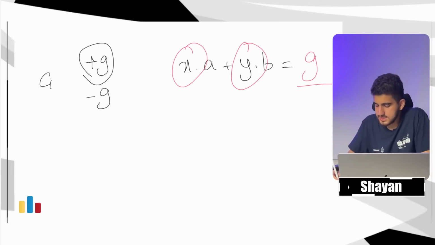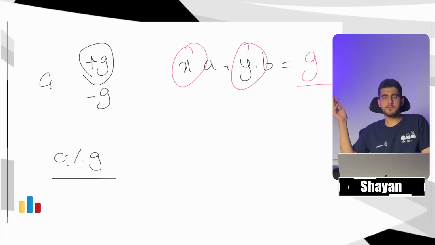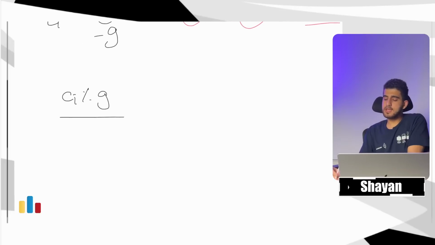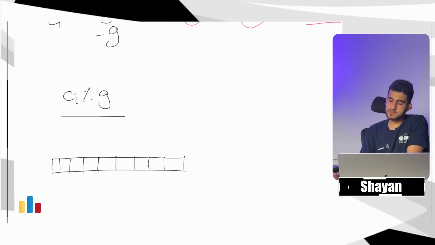Therefore, the only condition is that CI modulo G wouldn't change. But everything else can change. CI modulo G would never change, but there are no additional constraints. We can add as many G's as we want to that. So the only thing that matters is the value of CI modulo G. It's going to be from 0 to G minus 1.